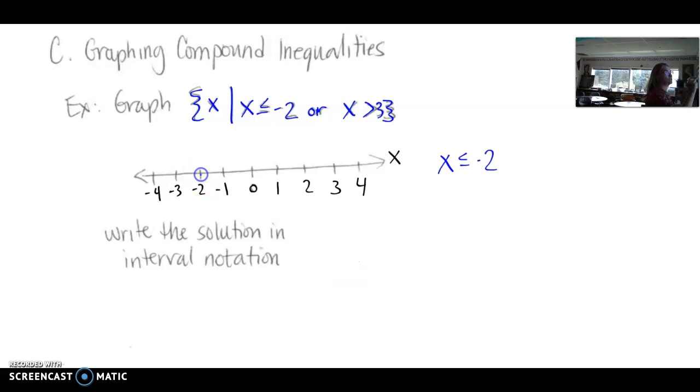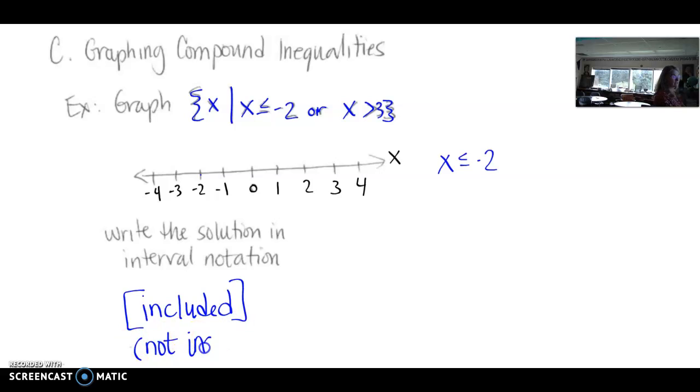So go to -2, and you're going to determine if -2 is included or not included. Remember, with interval notation, if it's included, we're going to use a square bracket, and if it's not included, we use round parentheses for interval notation. And so x is less than or equal to, so when you see that bar, you know it's included, -2. And the values that are less than or equal to -2 go to the left of -2. So I'm going to put a square bracket there and have it opening towards the left.